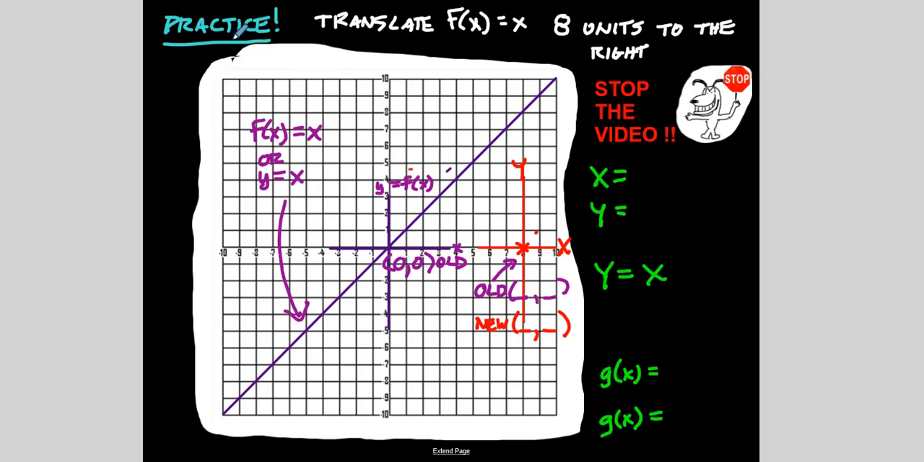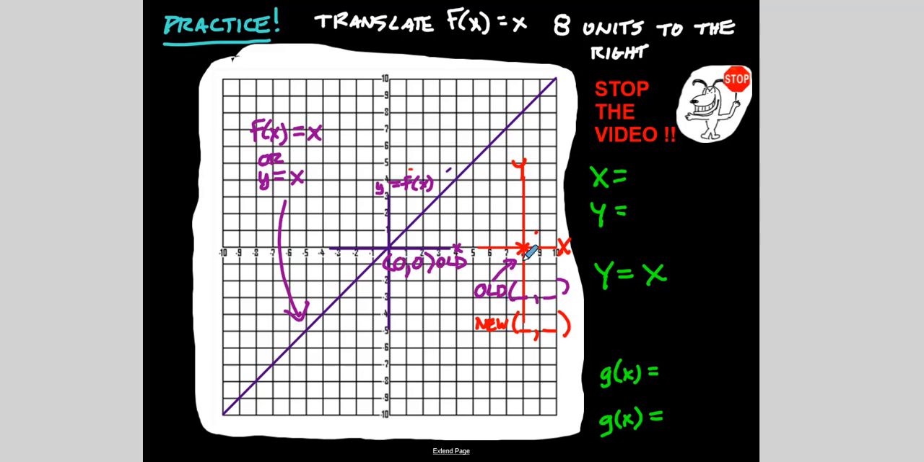Okay, so this is a practice exercise. Stop the video. Get your ruler, graph paper, pencil, etc. I want you to translate the function f of x equals x, the parent function, 8 units to the right. So I'm assuming that we're going to start here at the original origin 0, 0.